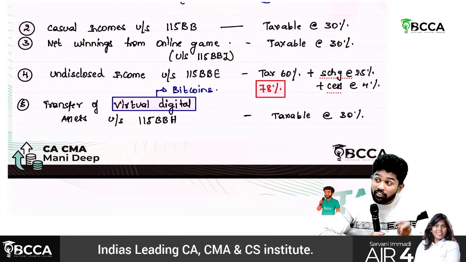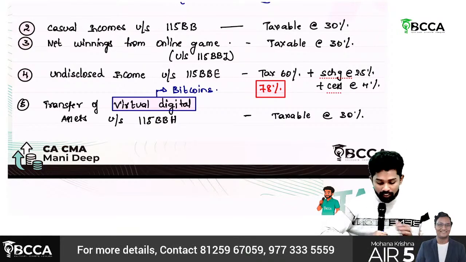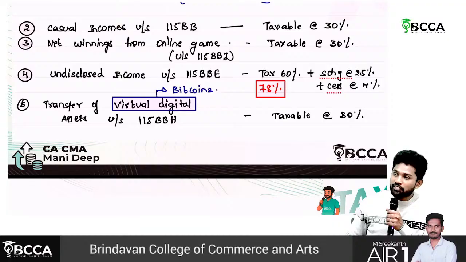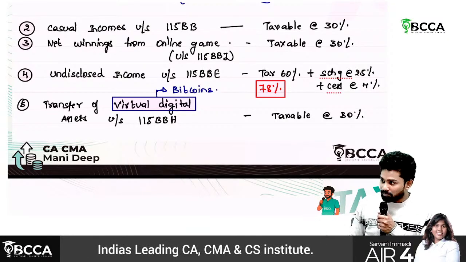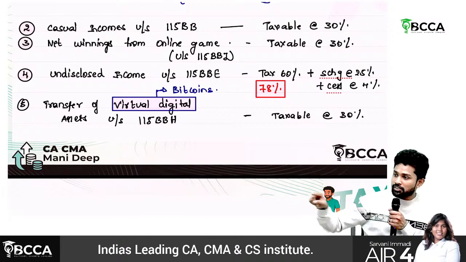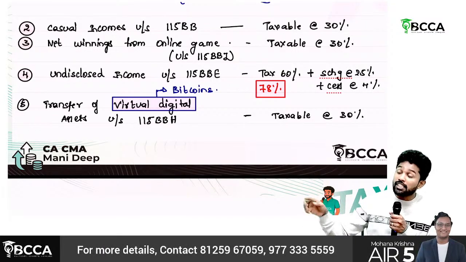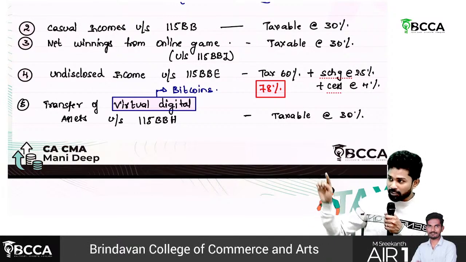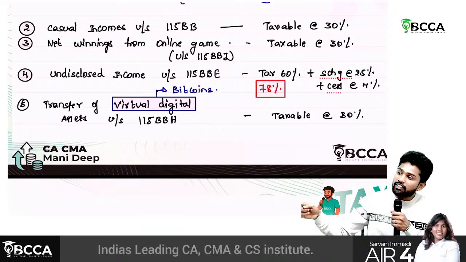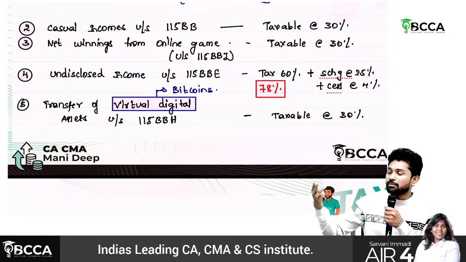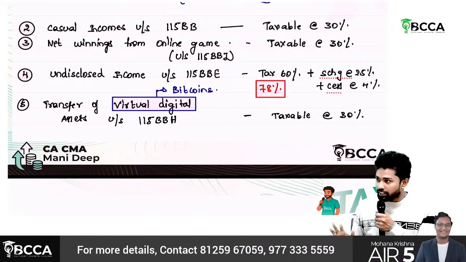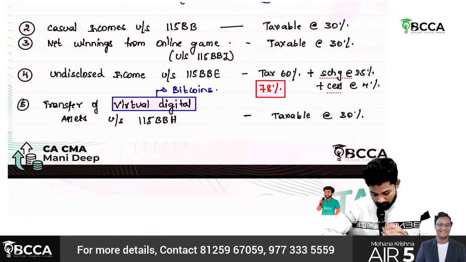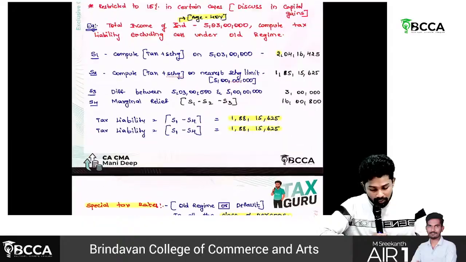Surcharge will be levied on tax, right? So tax is 60%. Surcharge will be levied on tax, and cess will be levied on tax plus surcharge. So on 60, you apply 25%, which is 15. So 60 plus 15 is 75. On the total 75, again apply 4%, which comes to 3. So that's why it is 78%. So these are the special rates.